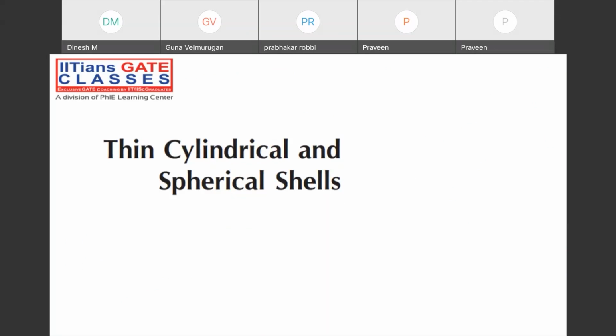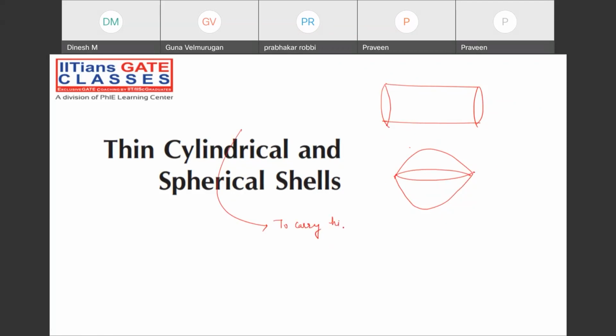What do you understand by thin cylindrical pressure vessel? And why do we need this one? Why do we need a cylindrical safe container or a spherical safe container? What's the need of this? To carry the high pressure fluids, right? Understanding or not?